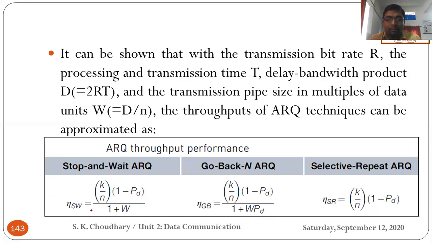You can see stop and wait is (K/N)(1 - PD)/(1 + W). Better than this is go-back-N ARQ, and the best ARQ system is selective repeat, which has the maximum efficiency, as is clear from these formulas. When PD is 0, the selective repeat and go-back-N ARQ systems are the same. When PD is 1, the stop and wait ARQ and go-back-N ARQ systems are the same. So this is the performance of the ARQ systems.